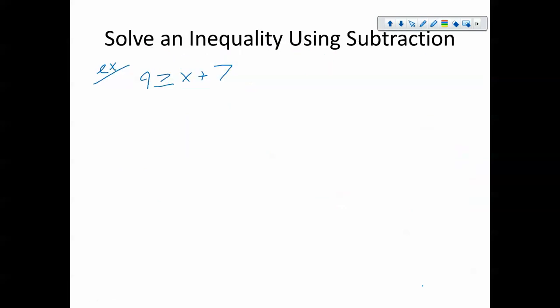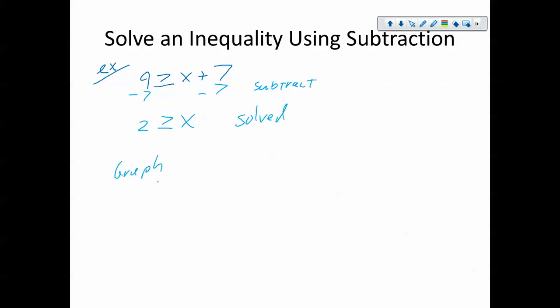These first couple ones we're doing here are going to be fairly simple one-step things. Let's do one more. This is 9 is greater than or equal to x plus 7. So I'm going to use opposite operations to get the variable by itself, which means I'm going to subtract 7. And notice that I'm doing that to both sides of the inequality. So I end up with 2 is greater than or equal to x. And that is now solved because the x is by itself.